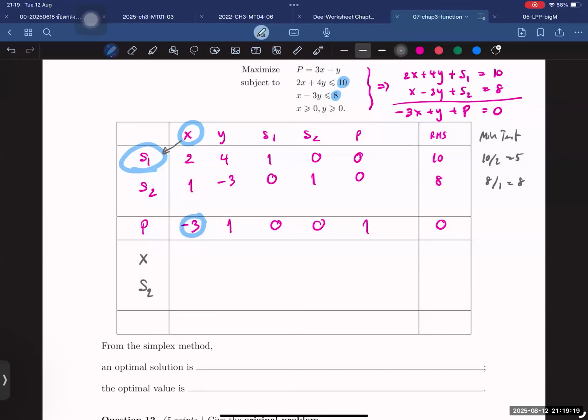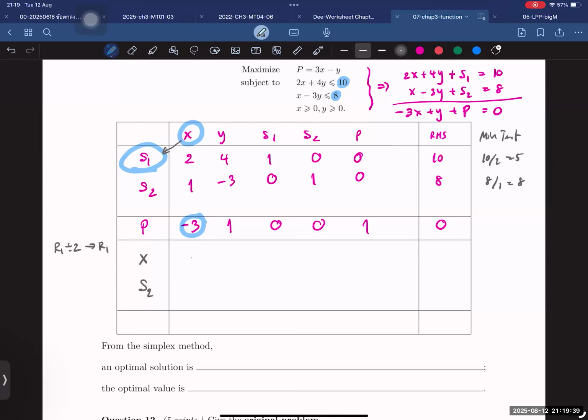All right. First, divide the first row by 2. Okay. So row 1 divided by 2, put it back to row 1. We're gonna get 1, 2, 1.5, 0, 0, 5.